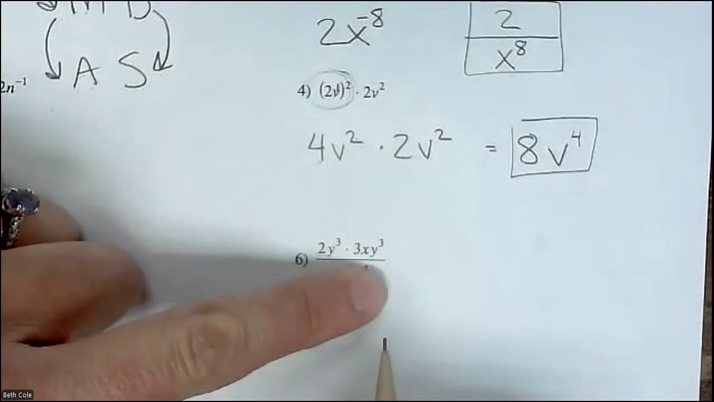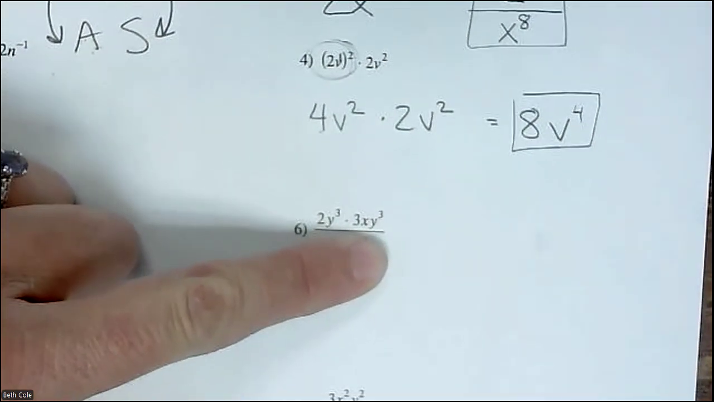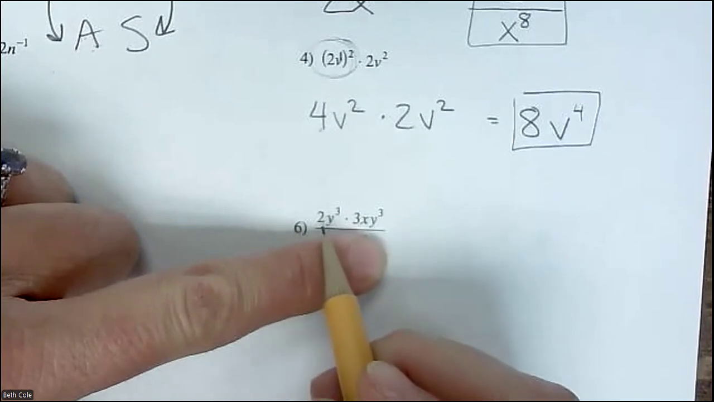All right, for this one, you're going to ignore the denominator for a second. We're going to just do the top. We're multiplying. 2 times 3.